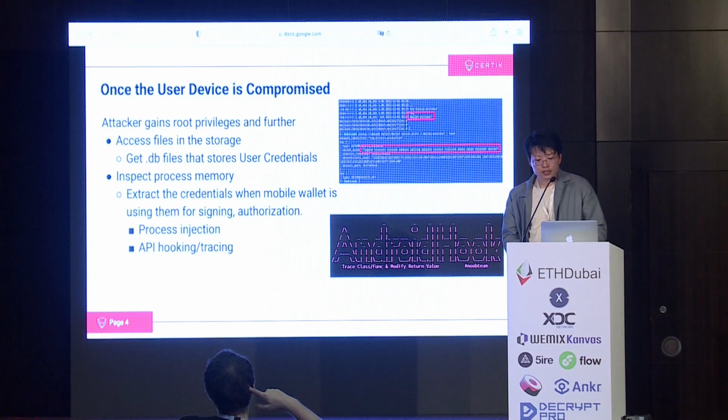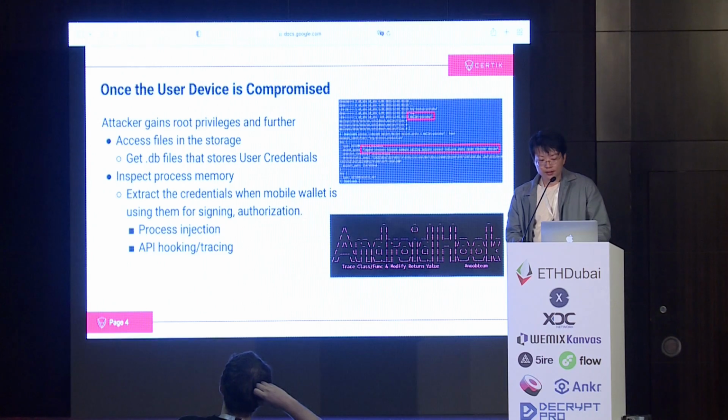Attackers can also inspect process memory and extract credentials when the mobile wallet is using them for signing and authorization. There are many publicly available frameworks that allow process injection and API hooking or tracing if the attacker has the privilege.